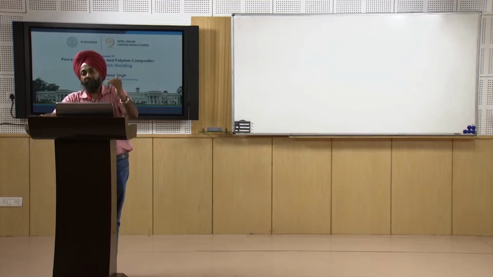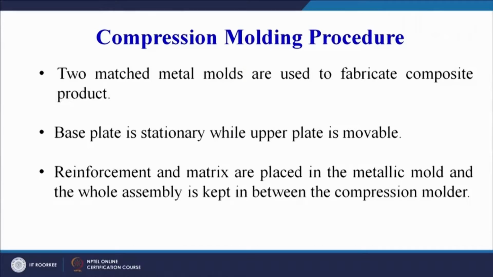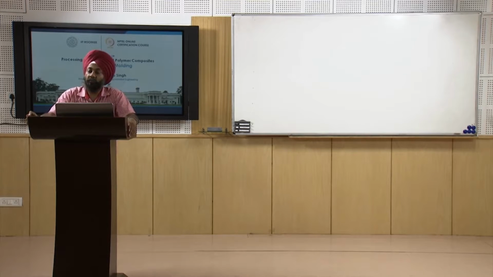Now let us see the step by step procedure, how the process will evolve. First, as I have already told, the main component of the compression molding machine is the mold or the die cavity. So two matched metal molds are used to fabricate the composite product. The major point here to address is the shape of the mold. Size we have already seen, small to medium, so the mold will not be of very large size, but the shape is important. The shape of the mold should be the exact replica or the duplicate of the final product that we want to make.